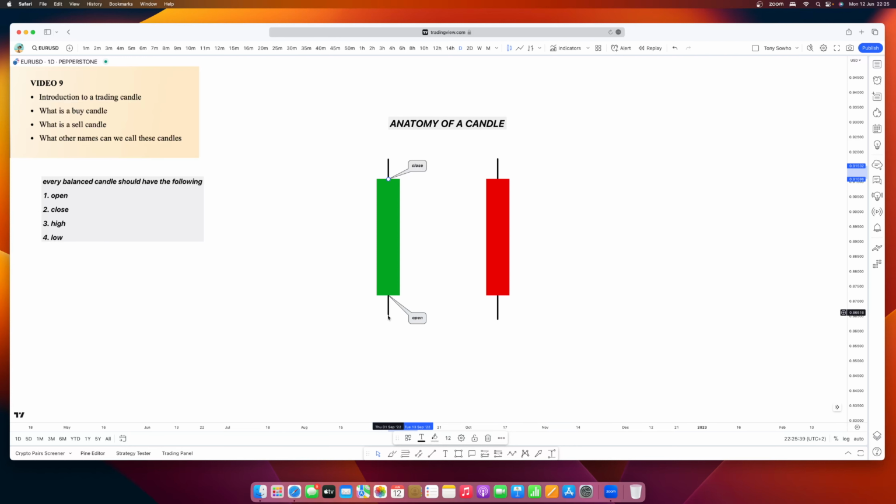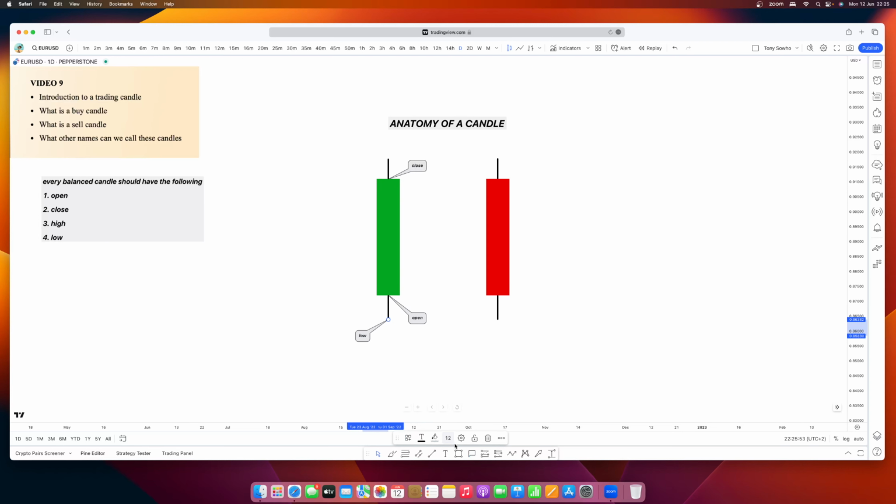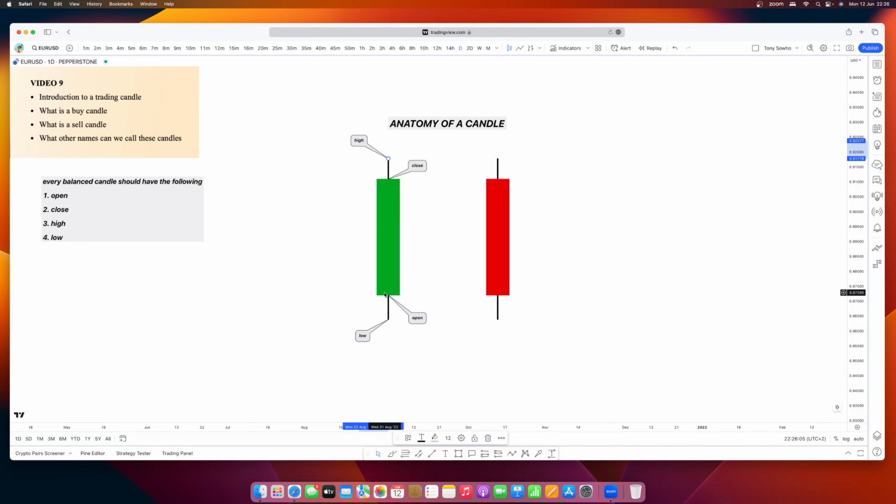Now this wick down here, the lowest point price got to, is what we're going to call the low. This is going to be the low. And then the highest point price got to before price closed is going to be referred to as the high. For you to see it now, very simple, right? This is the open, this is the close, this is the low, and this is the high. Very simple.